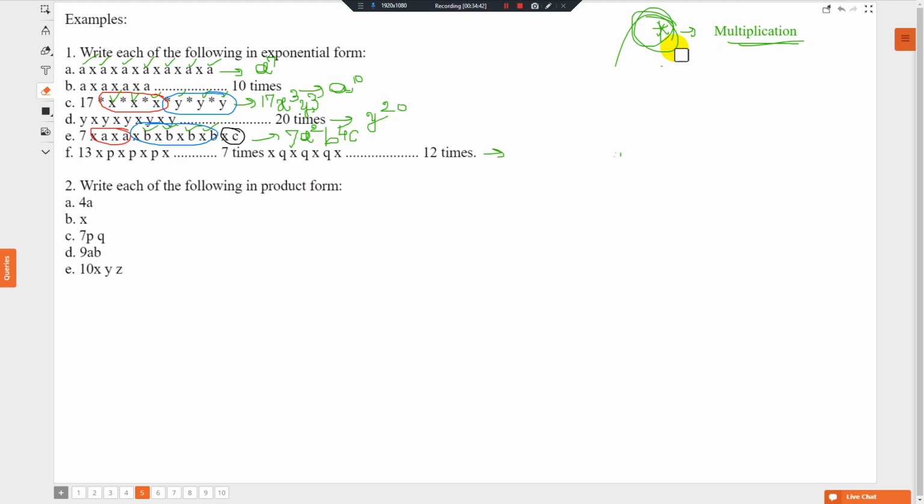Now what we have is the F1. F1 is more important because when they give it differently, without writing anything, they'll just give 10 times, 12 times, 100 times, like that. So we don't understand which letter belongs to which time. So here, first 13 into p into p into p till 7 times into q into q into q till 12 times.